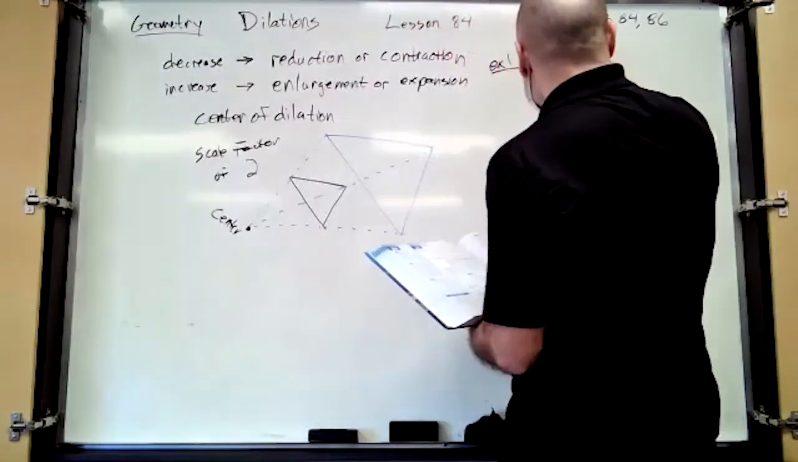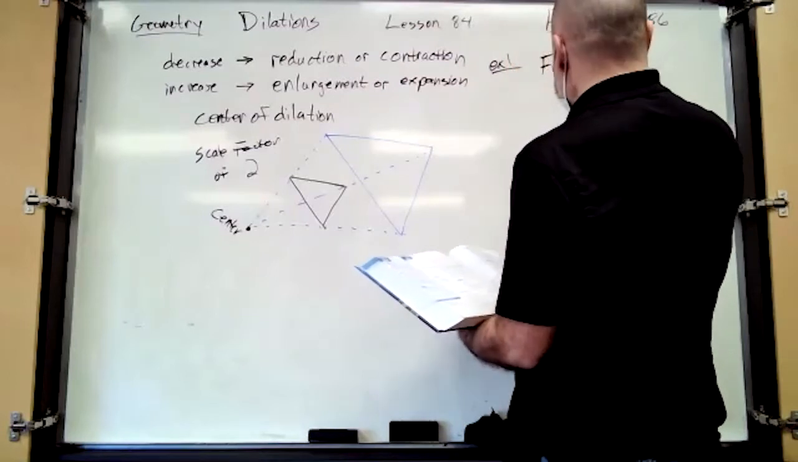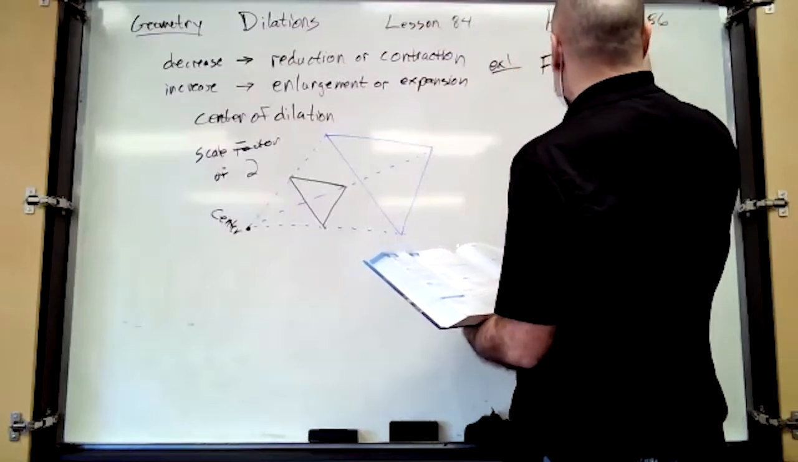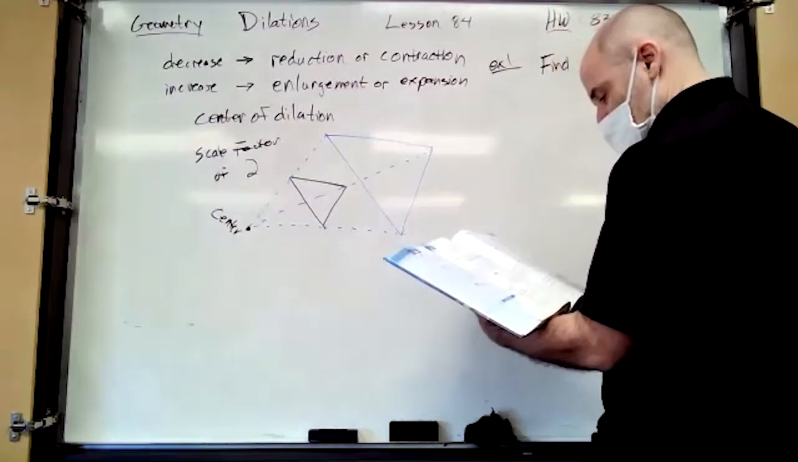So find the image of AB. So we're going to have a line segment here.